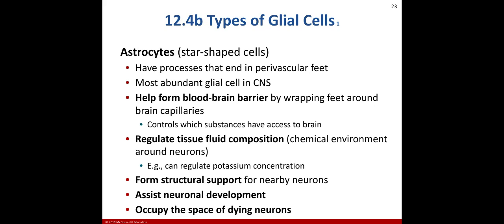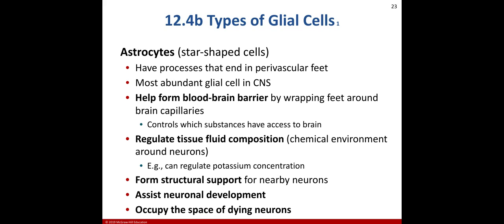So with that, we have some types of glial cells. We've got astrocytes. They're shaped like stars. Use your imagination a little bit. But I like astro, like space, astronaut, and they're star shaped. They have processes that end in something that we call perivascular feet. They are the most abundant in the central nervous system, and they make what we call the blood-brain barrier.